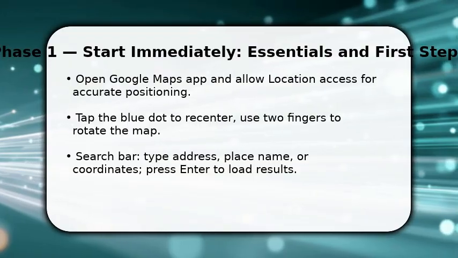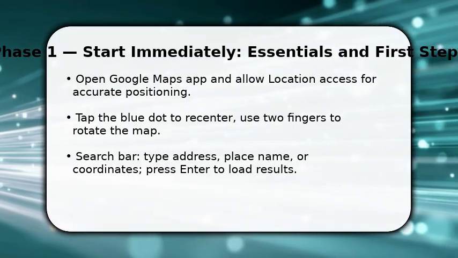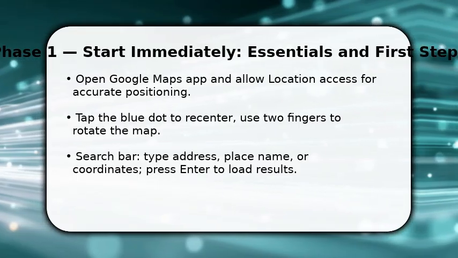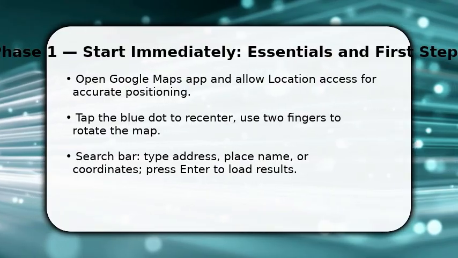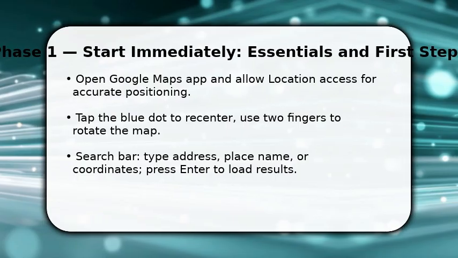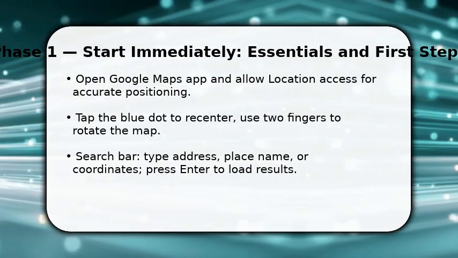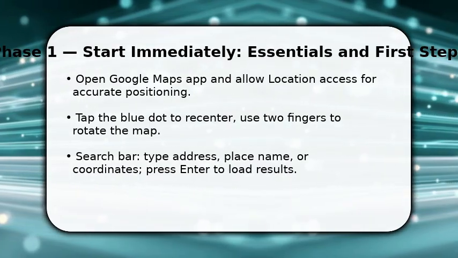You begin by opening Google Maps and granting location permission. This lets the app show your position in real time. Once done, tap the blue dot to recenter and orient the map to your facing direction, which helps when walking or driving. Next, use the search bar. Type an address, business name, or coordinates, then press enter to display results. This first step gets you from zero to a focused map view so you can pick a destination and plan the next actions.